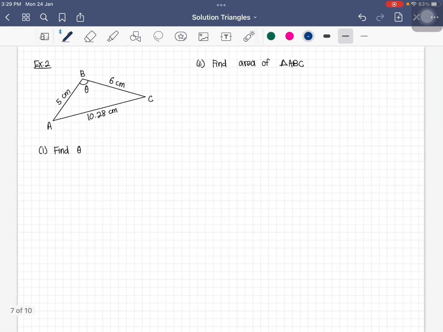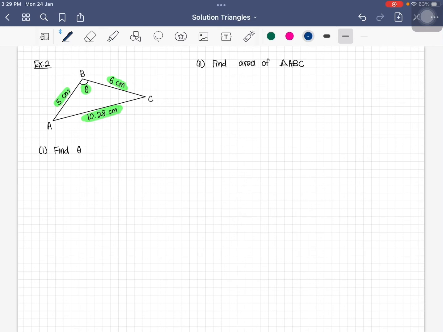Alright, let's look at example 2 here. Suppose we need to find the angle theta. We see that theta is included between 5 and 6, and we have the length which is opposite theta. So we must use the cosine rule.